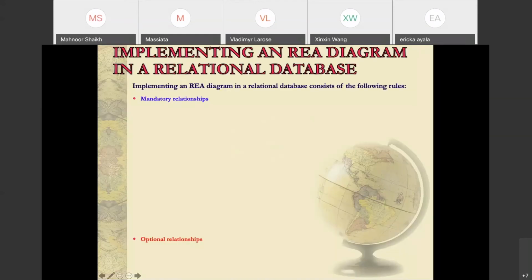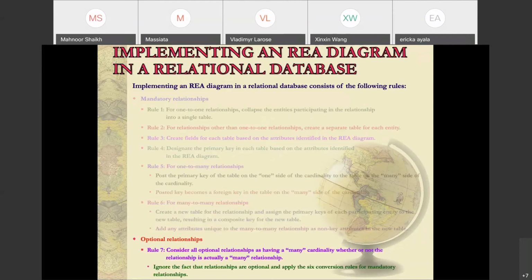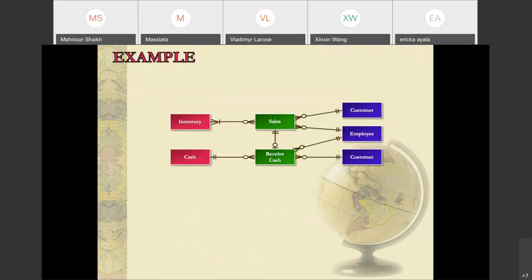So again, these rules are very important. And these rules are going to be the guidance that you use when converting the REA diagram to the relational database, right? And the last part, if I remember correctly, you need to create an Access file for this based on the relational database, right? So this is the procedure that we're going to use.